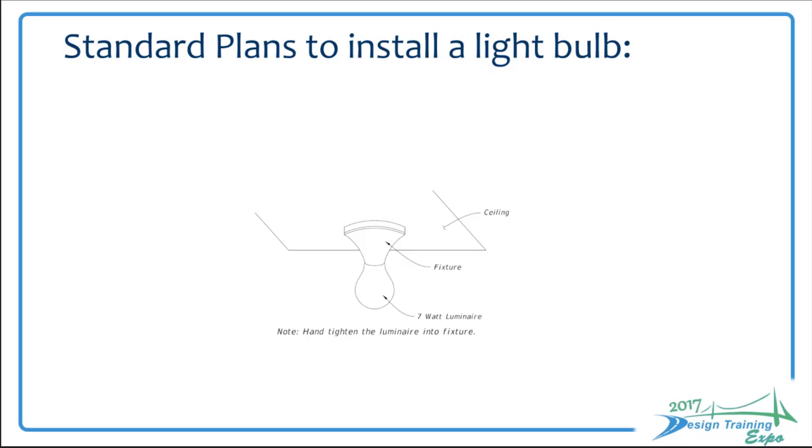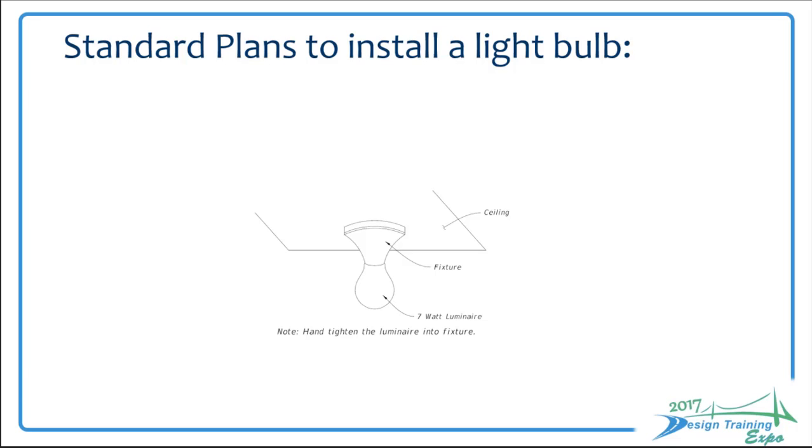Here's a very simplified example that might illustrate the point that I'm trying to make. So let's say we had standard plans to install a light bulb. Well, the guy out there in the field that's hired by the contractor to install this light bulb gets this standard plan, and all he needs to see is, I've got this light bulb that's been provided to me by the contractor. It's listed on the APL. All I have to do is stick it in this receptacle and hand tighten.